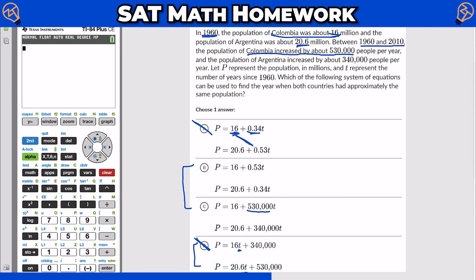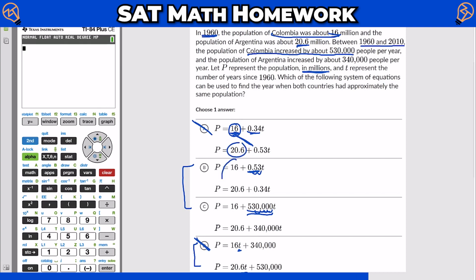So what's the difference here? Well, we see that the 0.53 versus 530,000. Why would there be such a difference in those kinds of numbers? That's a lot of figures we're talking about. In fact, that's 1, 2 places, 3, 4, 5, 6 places. Well, they say they want the population in millions. That's why the 16 was 16 million, or the 20.6.